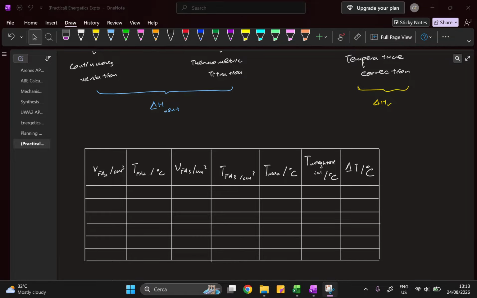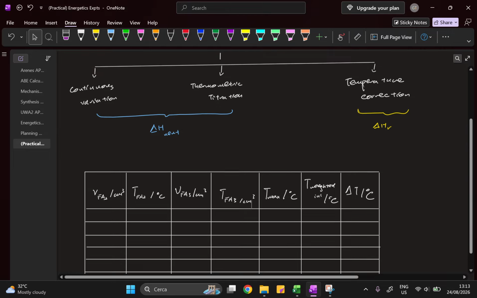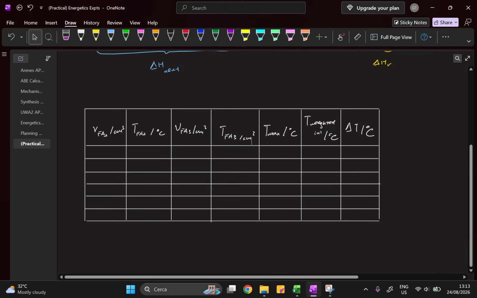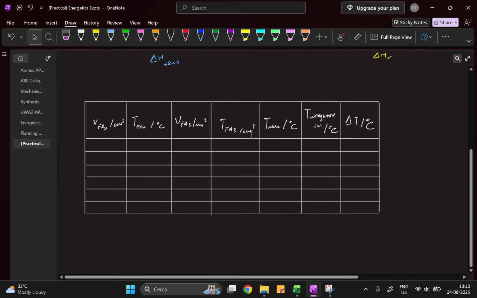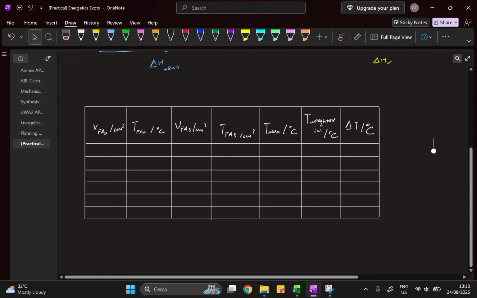Okay, hello, I'm back. I paused the video for a bit there because I didn't want to bore you to death waiting for 1 minute in total silence, seeing me try and fail to draw a table. So yes, this is what the table for continuous variation should look like.